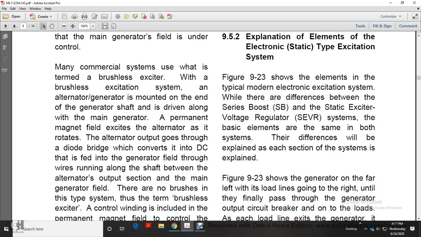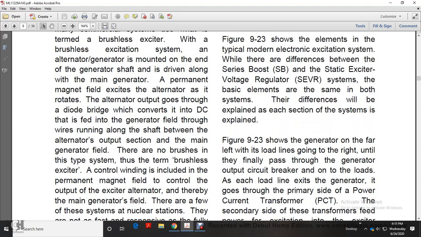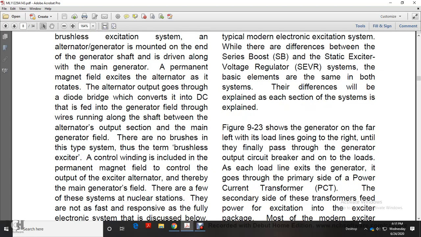Many commercial systems use the term brushless exciter. The brushless exciter system is an alternator generator mounted on the end of the generator shaft that's driven along with the main generator. A permanent magnet field excites the alternator. The rotor of the alternator output goes through a diode bridge converter from AC to DC, fed to the generator field through wires running along the shaft between the alternator's output section and the main generator field. There are no brushes in this type of system.